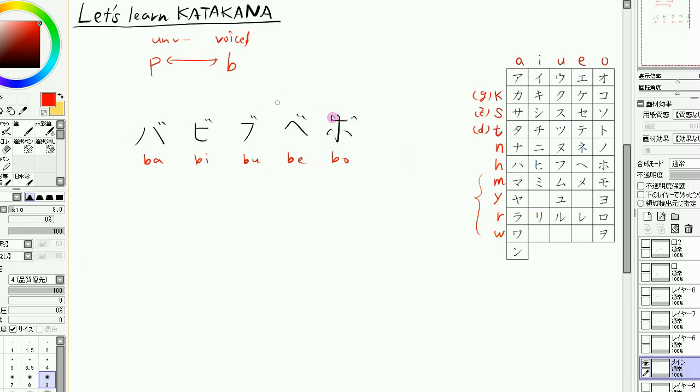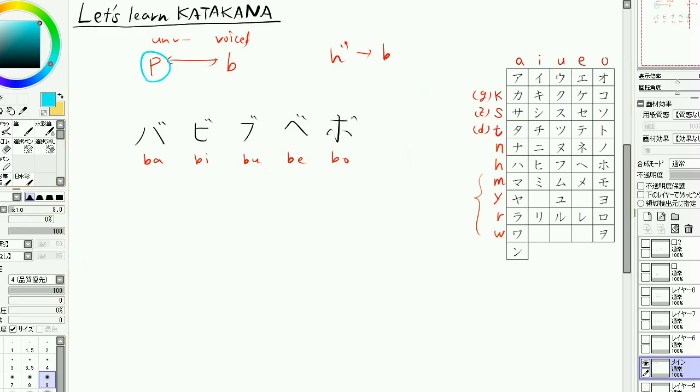Well, you know the original row, that is the H row. So for some reason, H plus two dots becomes B. Very strange, but that's how it goes in Japanese. So, ba, bi, bu, be, bo. And actually, these are all the characters that can be connected with two dots. The rest of them, for example, M, Y, R, these other rows can't be connected with dots. So we've seen all the characters with dots now. So here's a question. What happened to P?